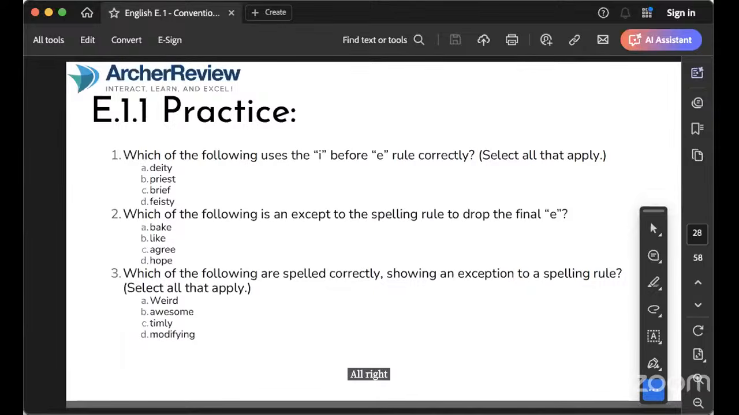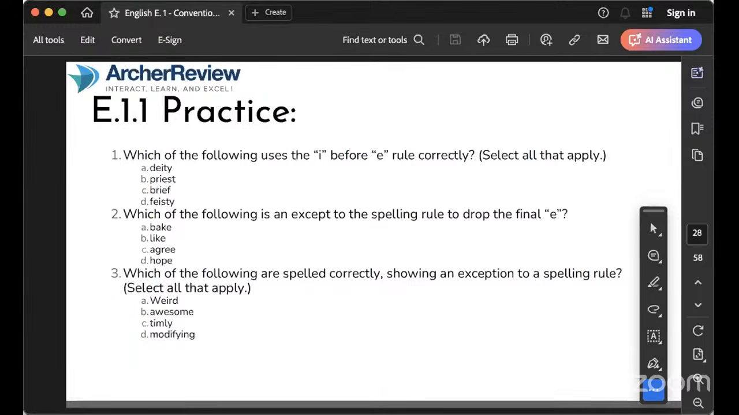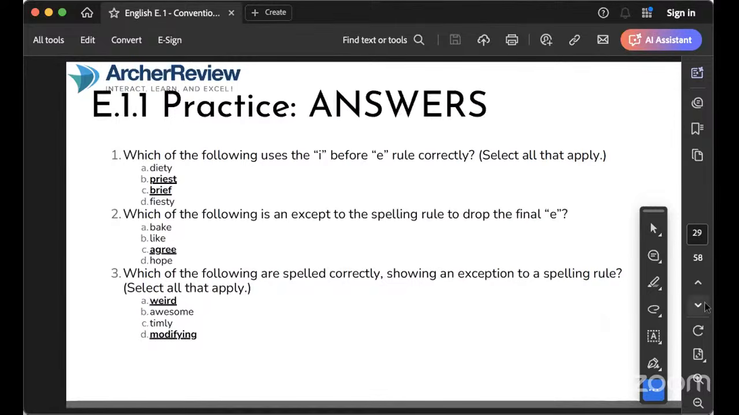All right, take a few more seconds. I see some people still typing, so go ahead and finish up, and then we're going to take a look. All right, so let's take a look.